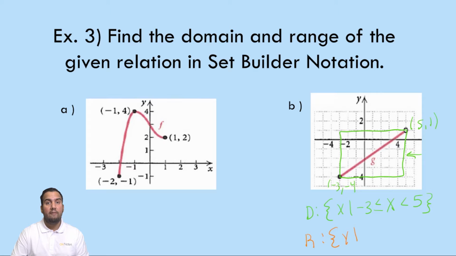How low does your graph go? How low? It goes to the y value, which is -4. It's a closed circle, so it's going to be equal to as well. And then how high does your y go? It goes up to 1. And it's an open circle, so it's going to be a 1.